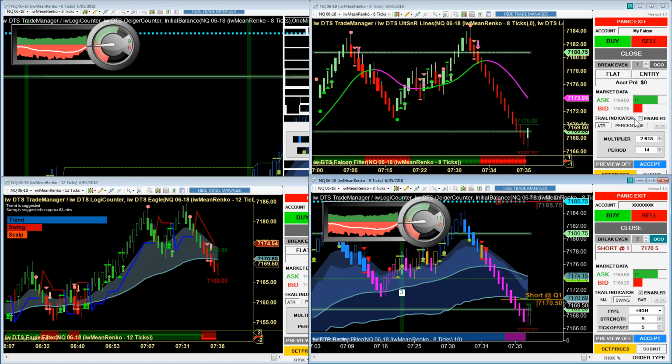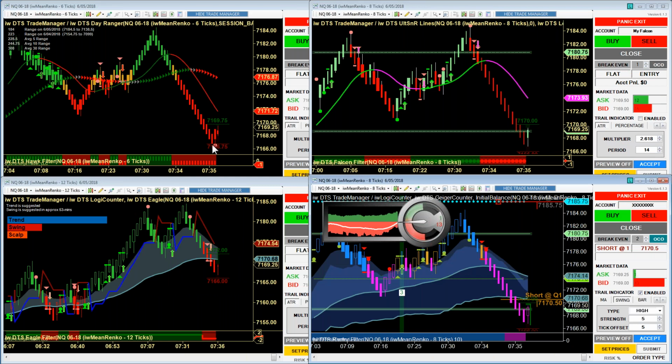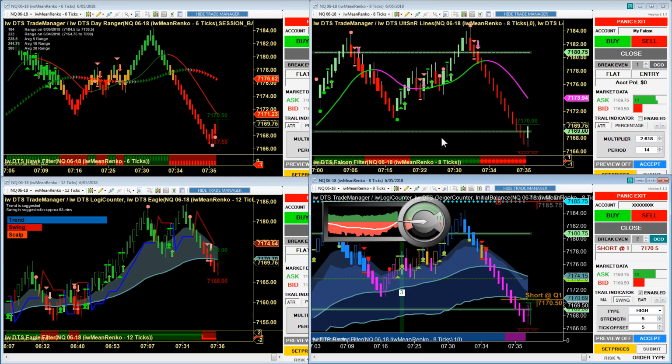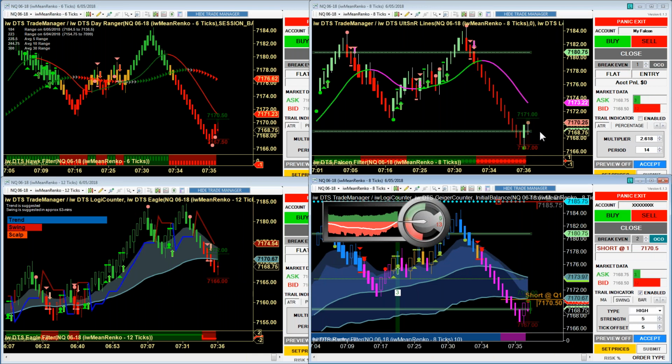All right, the Hawk is in tune now. We've got the first micro macro cross building. The Falcon's going to give us a trend change signal. All right, we got a few things going on here.